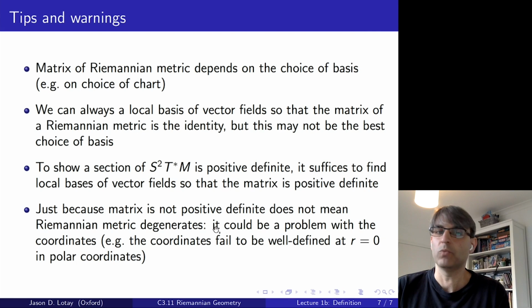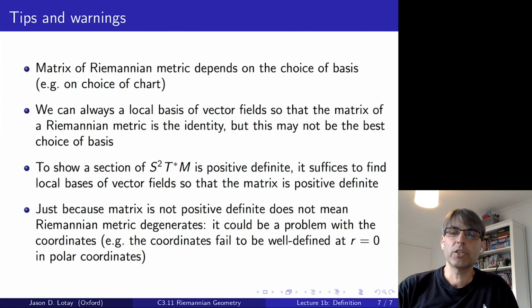That's what happened in what we saw in the polar coordinates. Remember that we had that matrix 1, 0, 0, r squared. That's not positive definite at r equals 0, but it doesn't mean that g0 is not a Riemannian metric at r equals 0. It is. It's the Euclidean metric. It's well defined everywhere, but it's just a problem with the choice of coordinates that we made. So that's something to be very aware of, that you may have made a bad choice of coordinates.